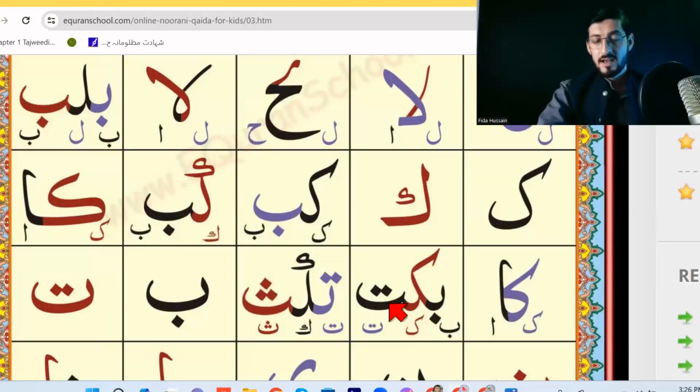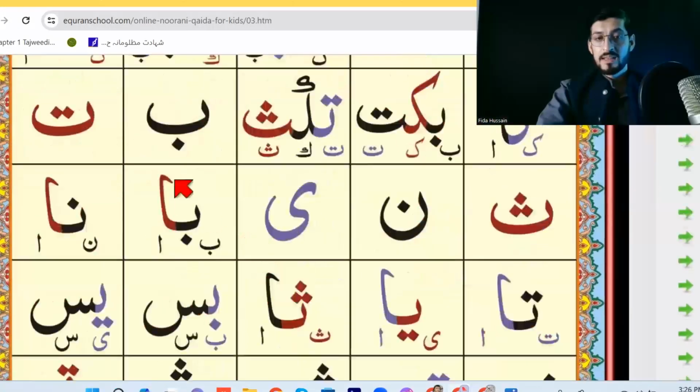Ba, kaf, ta. It has 1 dot on the bottom, so that is always ba. Ta, kaf, tha. Okay. Next one, ba, 1 dot down. Ta, 2 dots up. Tha, the proper letters. Okay. They're showing you proper letters, and then when they join letters, sometimes they come with half shape.